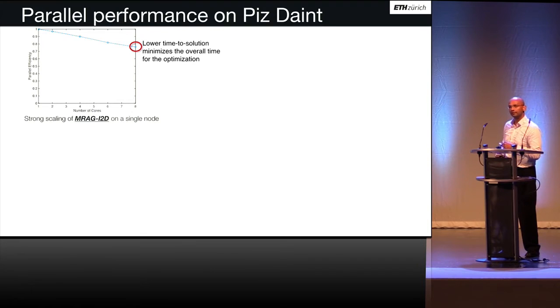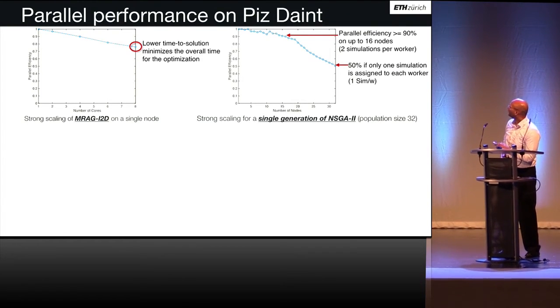MRAG is the fluids simulator that we use, and it runs on a single node. That's the number of threads, and using up to 8 threads, we retain about 75% efficiency. And this shows the efficiency for a single optimization campaign. So remember, we were working with 32 distinct simulations running simultaneously, each generation.